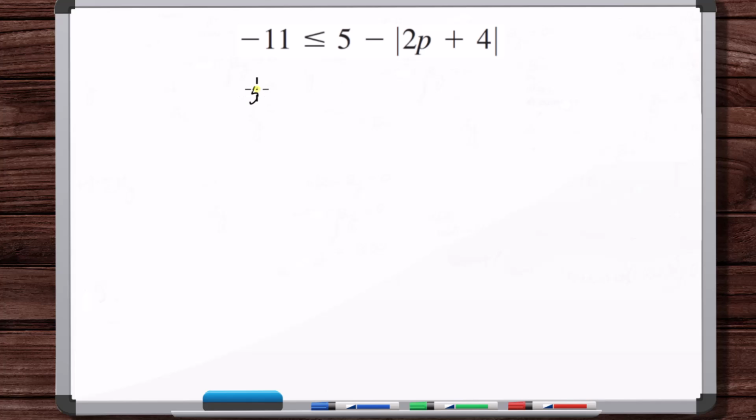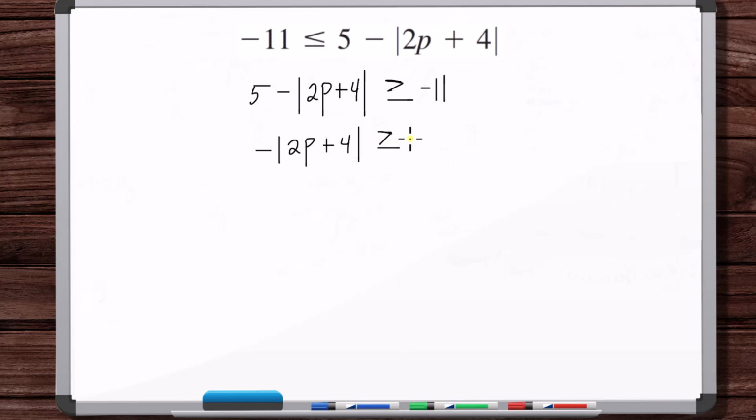Okay, let's get the variables on the left side. All right, now let's subtract 5 from both sides. Minus 11 minus 5 is minus 16. Now let's multiply this entire inequality by minus 1. So we're going to need to flip the inequality symbol.